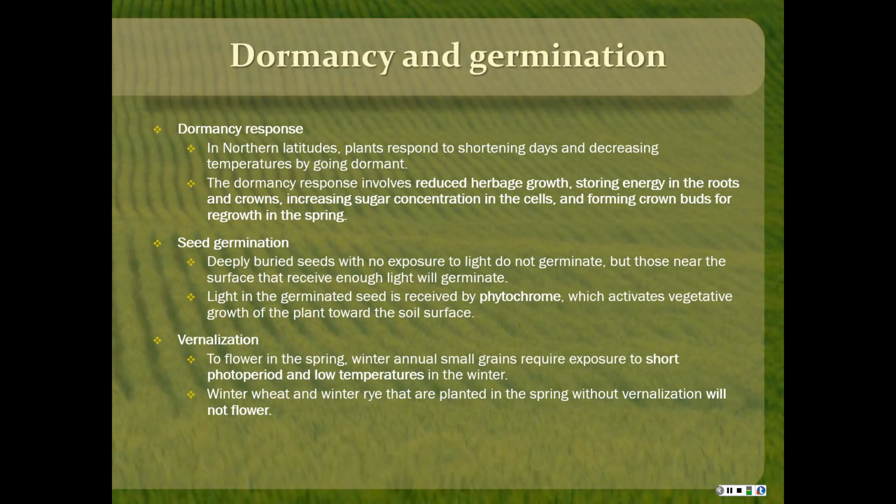And some plants that evolved in colder areas need to go through a process called vernalization. For example, winter annual small grains, in order to flower in the spring, require exposure to a short photoperiod and low temperatures in the winter. So basically, if they're not exposed to winter conditions, they won't flower. And that includes winter wheat and winter rye that are planted in the spring. If they didn't go through the cold period and short days of winter, they wouldn't flower. Like if they were planted in an area that was just hot, that didn't really have a season change, they wouldn't flower in the spring.